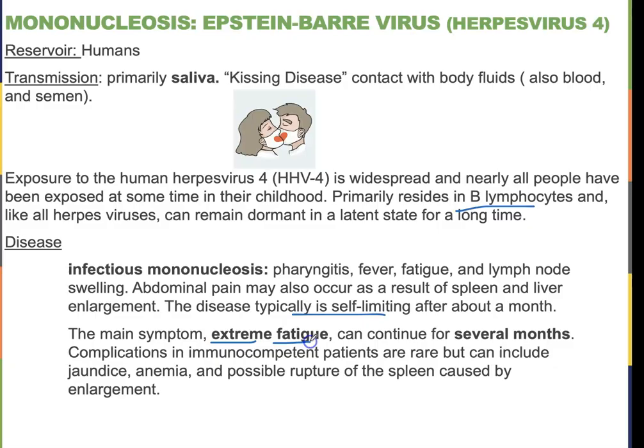I actually knew my friend had mono in college, and she was just so tired all the time for, I think, 2 or 3 months. So it can continue for several months. And so that is basically mono. It's a low grade, very, very tired, several months, but then you can just get over it. If you are immunocompetent, complications are rare. Immunocompetent is just you have a great immune system, but in some patients you can have other complications from it. But usually a mild disease.